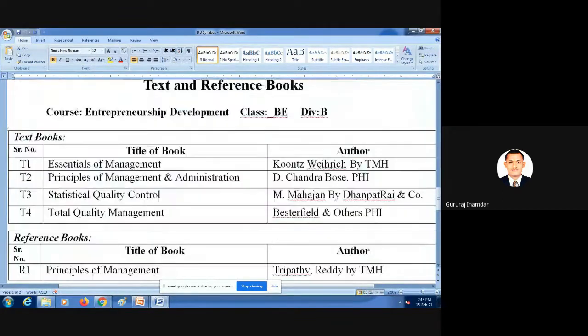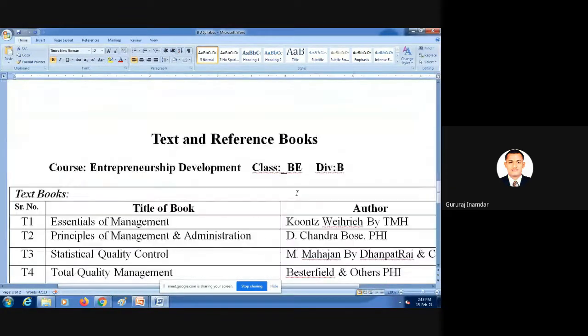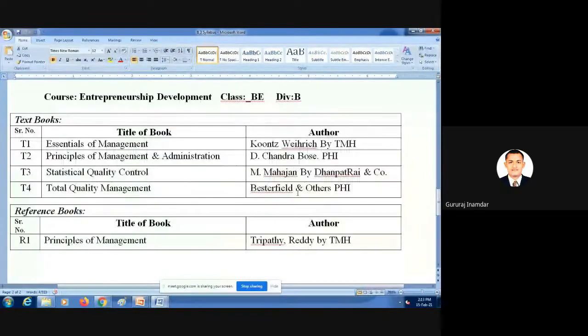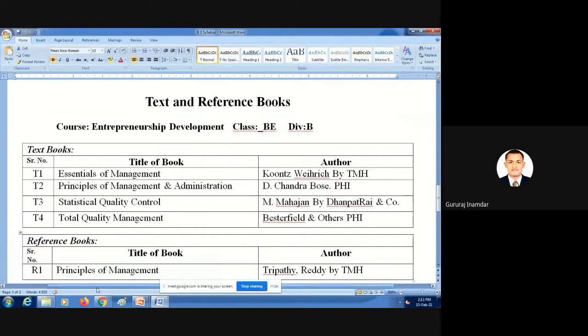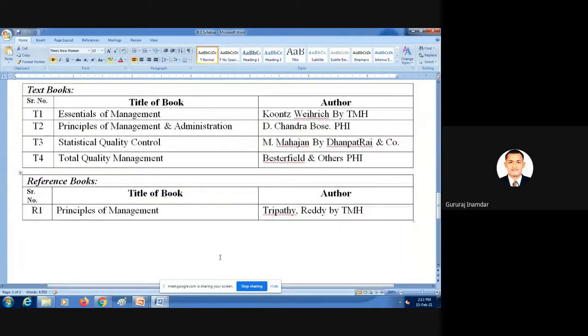Now there are some reference books. If possible you can come to college and take different books. I will provide notes, handwritten notes also, in the study material sheet soon. So there are some writers and some books, textbooks and reference books: Essentials of Management, Principles of Management and Administration, Statistical Quality Control, Total Quality Management, Principles of Management.